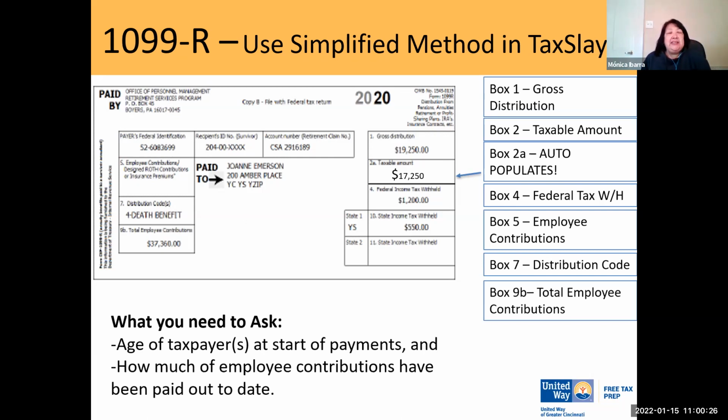So in this example, you will see that in box 7, the distribution code is 4, and they conveniently wrote in there that 4 means death benefit. If you have a rollover, I cannot remember what the rollover code is, but in any case, I believe it's G for rollover, if I'm not mistaken. No, I think you're right. So the code in box 7 will be G, or whatever the code is for a rollover.